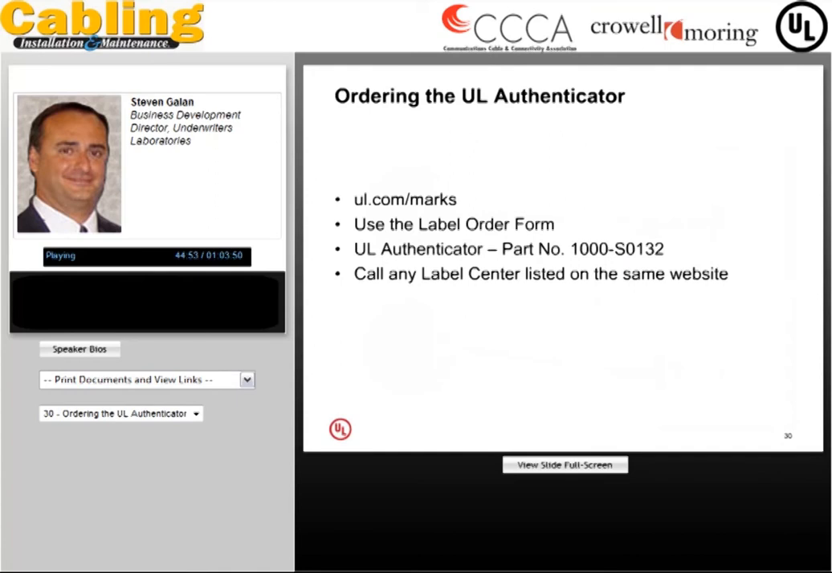So how can I get my hands on one of these cards, you might ask? They are the size of a credit card, so they're very easy to carry with you. They may be ordered online at ul.com/marks. You can then choose the label order form tab and enter the Authenticator part number, which is 1000-S0132. Or you can call any of our label centers listed on that website.